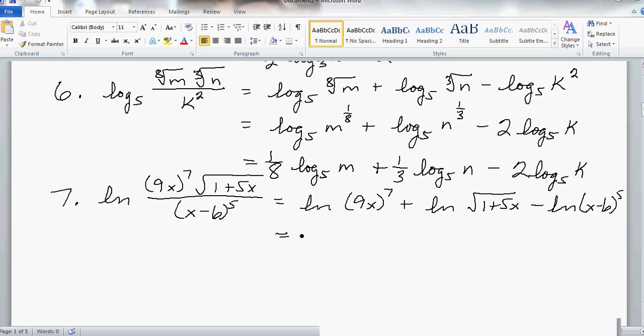Okay, following the same rules, we can take the 7 and bring that out front. So we get the 7 natural log of 9x. Now, we ask ourselves, are we done with this? No, because now what we have is a product. We need to get rid of that product. So we'll do that here shortly. Then we get the natural log of, well, this can be rewritten as 1 plus 5x raised to the 1/2 power. Minus, okay, I can now bring this 5 out front, 5 natural log of x minus 6.